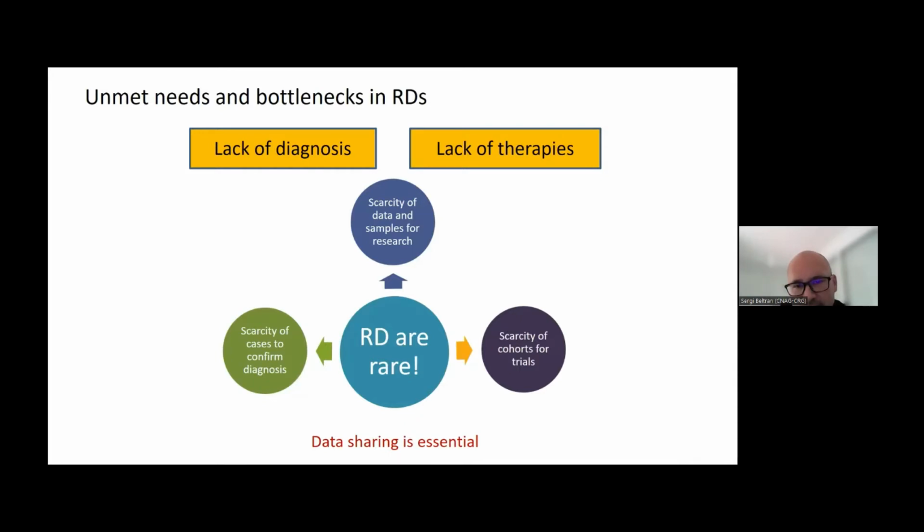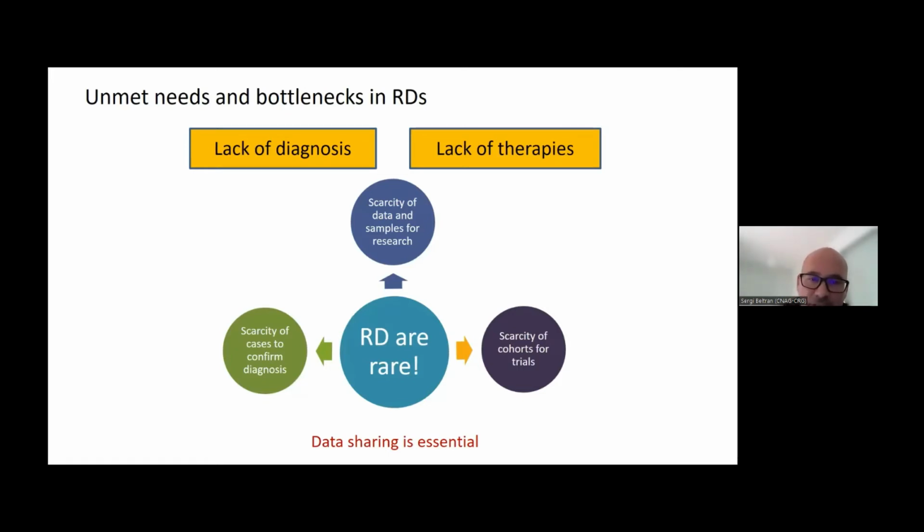Because each of these rare diseases is quite rare, there's usually a lack of diagnosis and a lack of therapies. In fact, these are the two main objectives of the International Rare Disease Research Consortium: improve diagnosis and make more therapies available to patients. One of the issues is that because they are rare, we usually have a scarcity of cases that we can use to confirm diagnosis. So expanding our sample size is very useful.